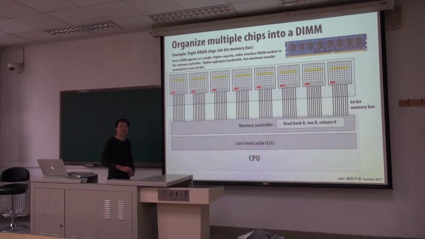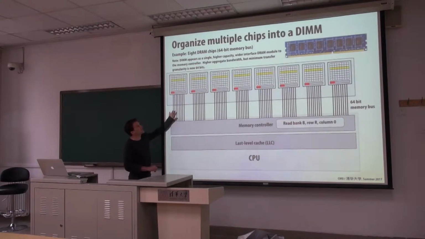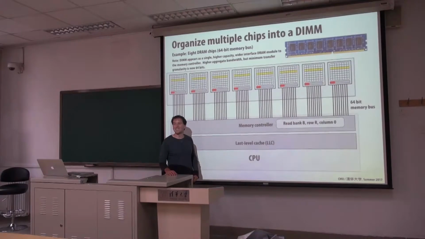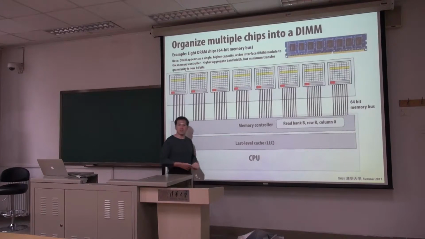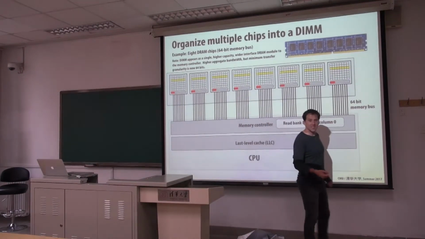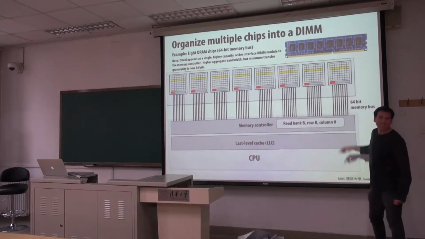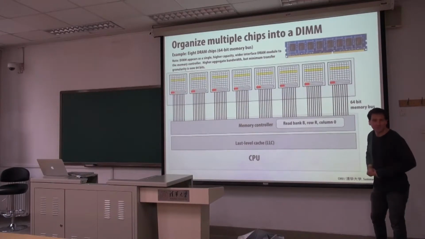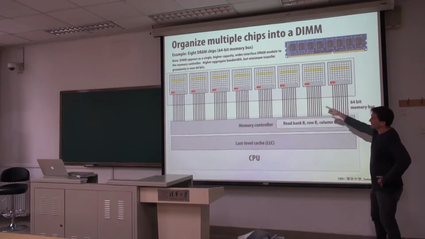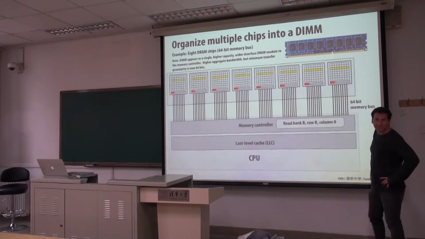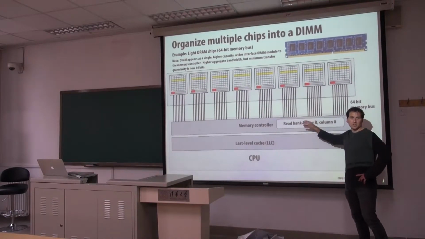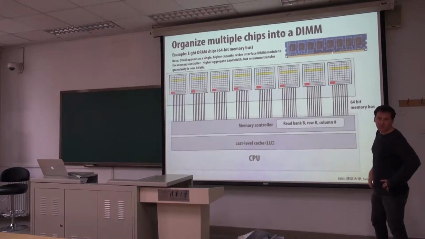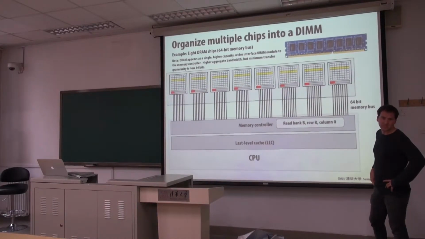In fact, you'll take 8 of them, and you will stick them together into a DIMM. DIMM stands for Dual Inline Memory Module. For any of you that have opened up your computer and added memory, you probably bought a DIMM and stuck it right into your motherboard. A DIMM, in this case, has 8 DRAM chips: 1, 2, 3, 4, 5, 6, 7, 8. Each of those chips has 8 data pins. So the width of the memory bus to the DIMM is 64 bits, or 8 bytes.